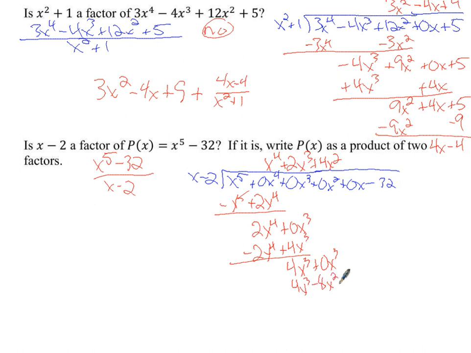Change all my signs and add. 8x squared plus 0x. So plus 8x gives me 8x squared minus 16x. Change all my signs and add. And I have 16x minus 32. So plus 16 gives me 16x here and then minus 32. Draw my line.